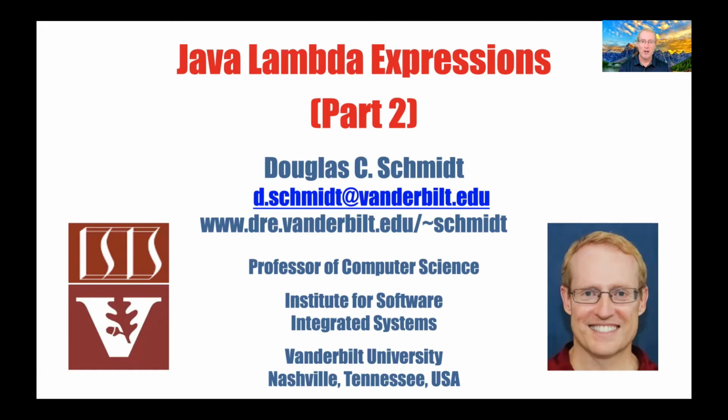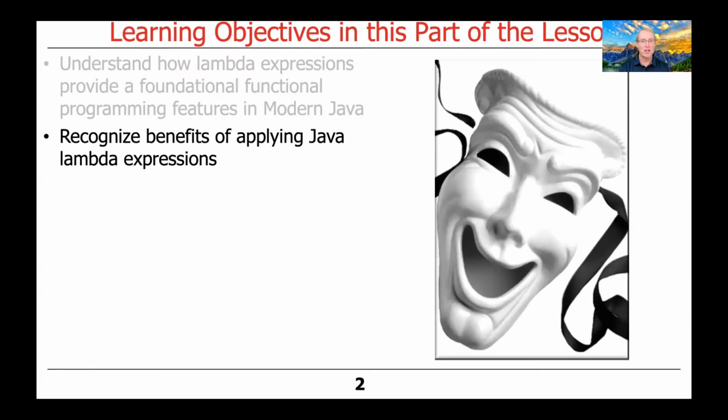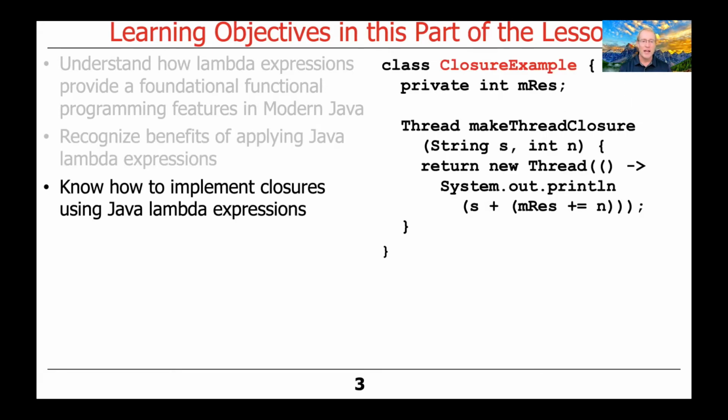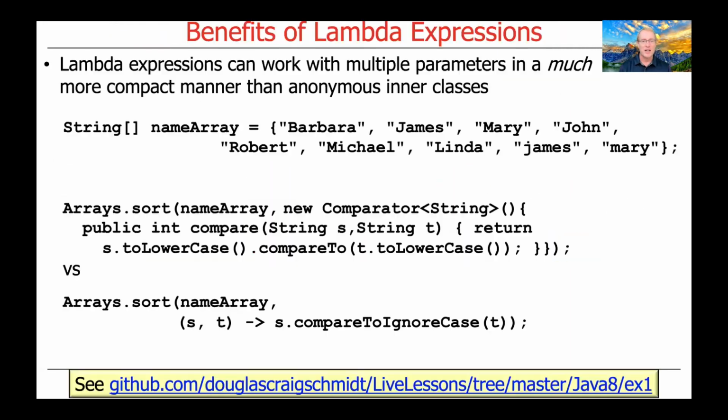We're now going to talk about part 2 of our detailed coverage of Java Lambda expressions. In this part of the lesson, we'll first discuss some of the benefits of applying Java Lambda expressions in practice using a concrete example. And then we'll also show how to implement a language feature called closures using Java Lambda expressions. Lambda expressions can work with multiple parameters in a much more compact manner than using anonymous inner classes, which is an alternative way of doing things in earlier versions of Java.